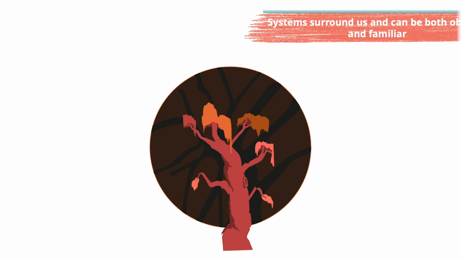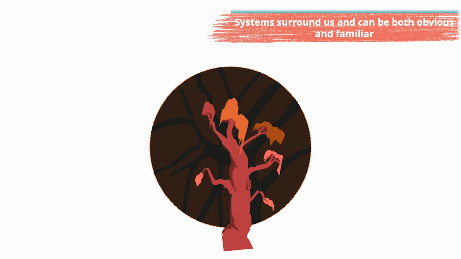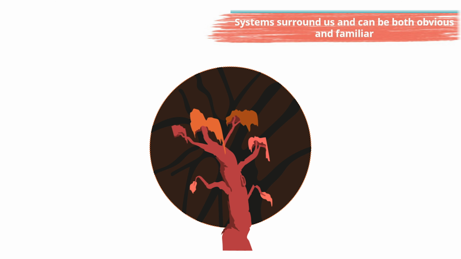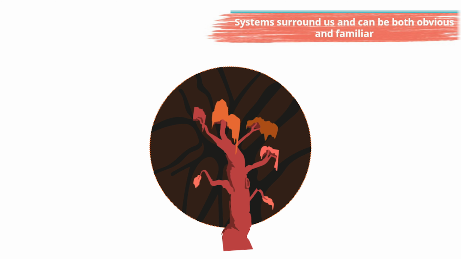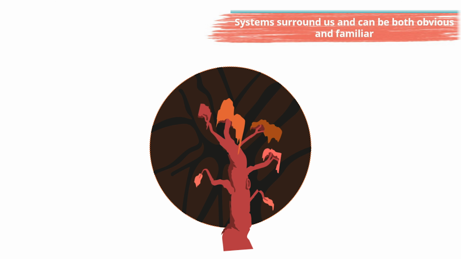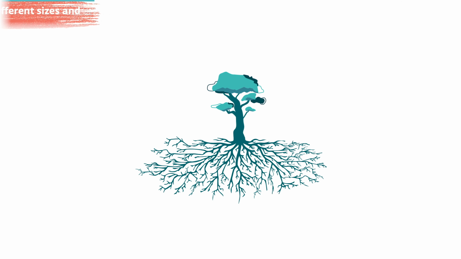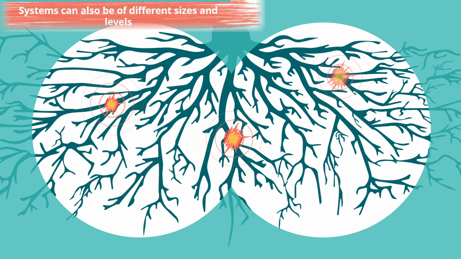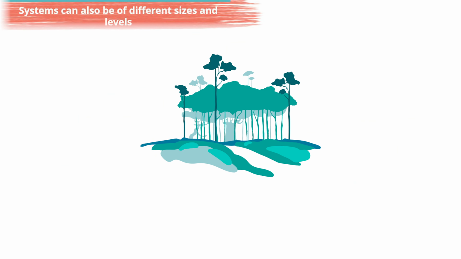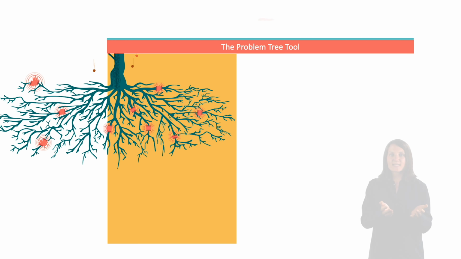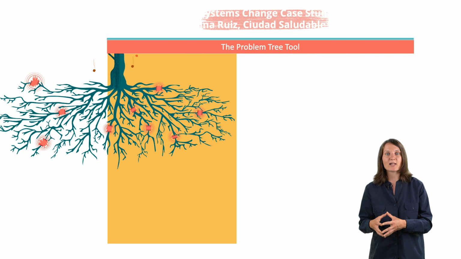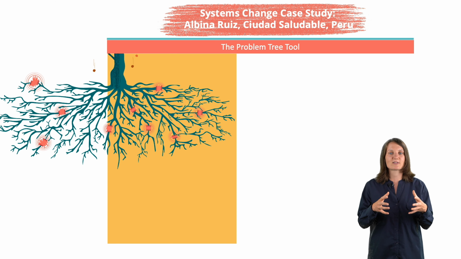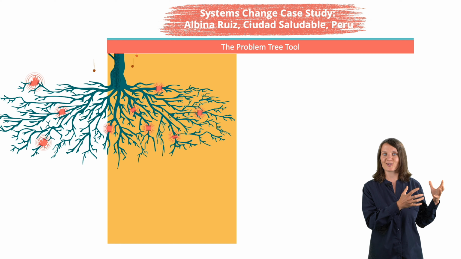Systems surround us and can be both obvious and familiar. For example, the system of education, the system of healthcare. They even have designated ministers. And less so, the national food market system or the system of diagnostics and care for elderly. It is important to note that systems can also be of different sizes and levels. Something small and local can also be a system, a family, a school, a local food market system. Systems of smaller size or local level can be part of the systems of higher level, just like a school is part of a regional educational system, which is part of the national educational system.